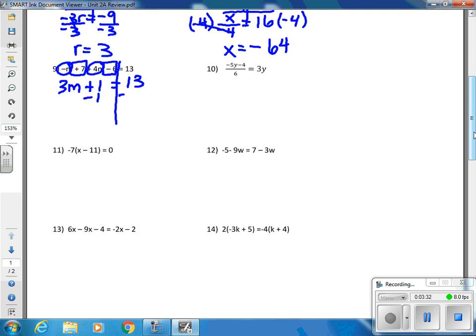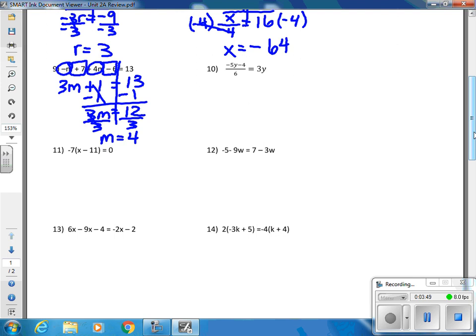So you want to subtract the 1 from both sides. You have 3m equals 12. Divide by 3, and m equals 4. Okay, remember most of these equations lead you back to a two-step at the end, so that's second nature for you and a good experience.